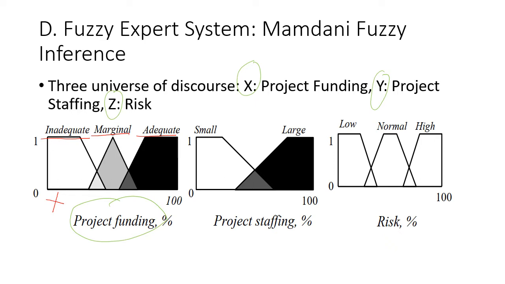Okay, the second one is project staffing. It is made up of 2 fuzzy subsets, which are small and large, and the universe of discourse is Y from 0 until 100%. And the risk, Z, is related to risk, and this universe of discourse is made up of 3 fuzzy subsets: low, normal, and high.